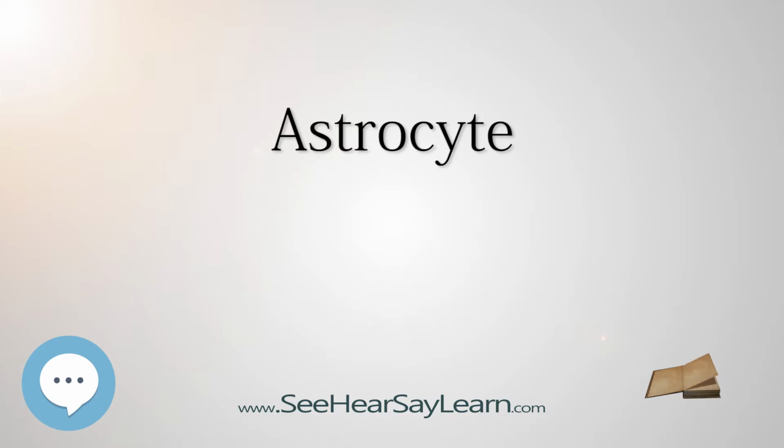Astrocytomas are divided into two categories: low grade, I and II, and high grade, III and IV. Low grade tumors are more common in children and high grade tumors are more common in adults. Pilocytic astrocytomas are grade I tumors. They are considered benign and slow-growing tumors.